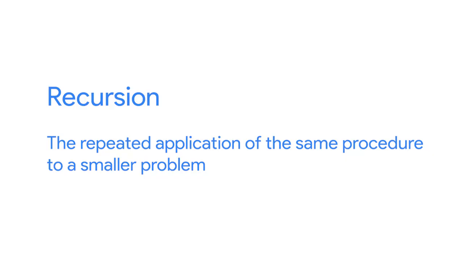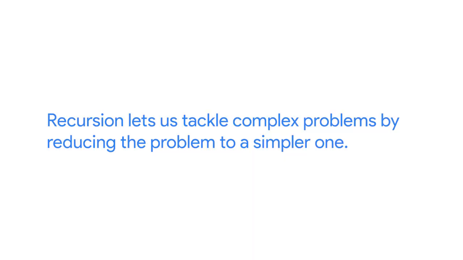Let's dive in. Recursion is the repeated application of the same procedure to a smaller problem. Have you ever played with a Russian nesting doll? They're a great visual example of recursion. Each doll has a smaller doll inside it. When you open up the doll to find the smaller one inside, you keep going until you reach the smallest doll, which can't be opened. Recursion lets us tackle complex problems by reducing the problem to a simpler one.